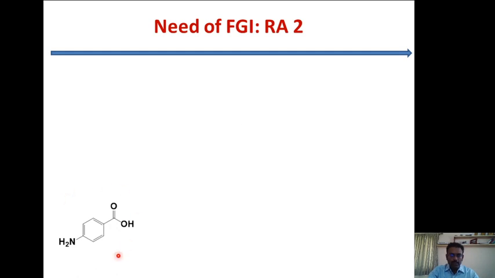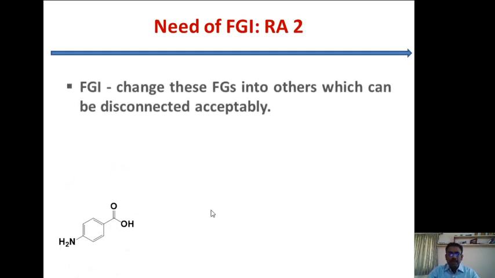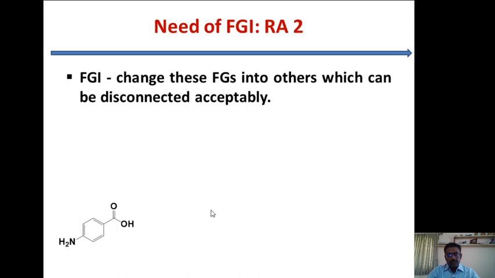So now we have this molecule. Then we have to change it, because we know that we don't have any reaction by which we can directly introduce the amine group or the acid group in the aromatic ring. So it's very difficult. So we change these functional groups into others, which can be disconnected acceptably. That means when you disconnect the bond, you should be able to make the bond when you do the forward reaction. So it should be an acceptable bond breaking.